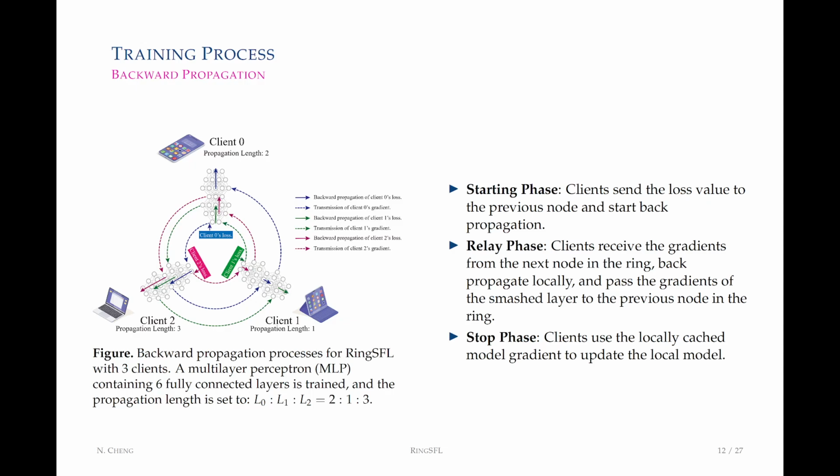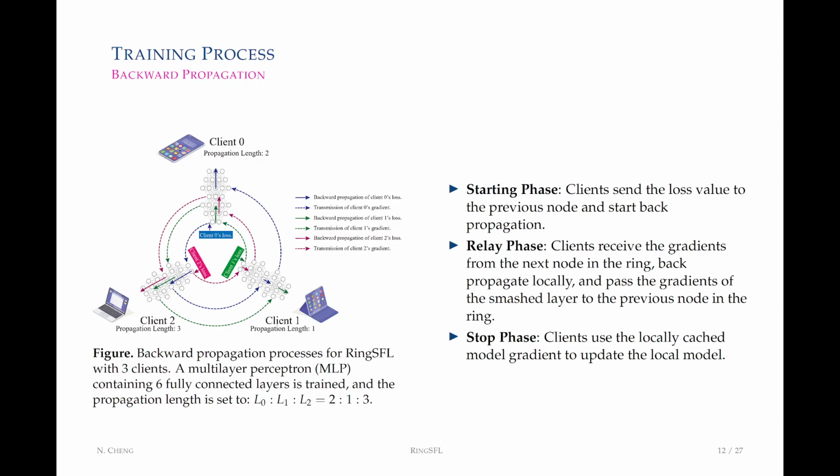The starting phase is mainly used to start the back propagation process. Client 0 sends the loss value calculated by the forward propagation and its own aggregation weight to client 2, and starts back propagation. This is followed by the relay process.